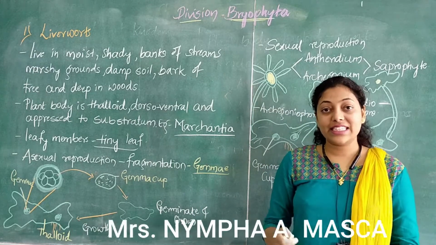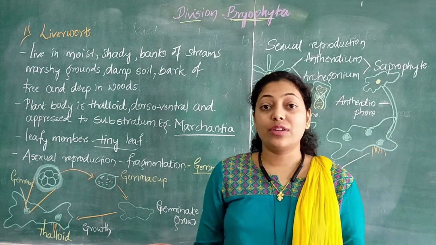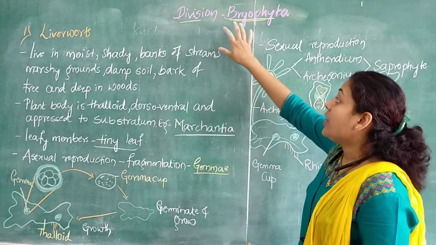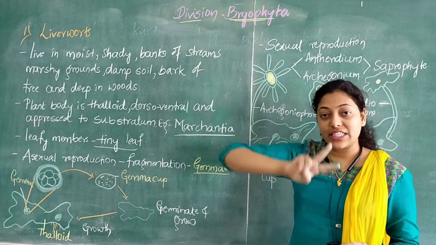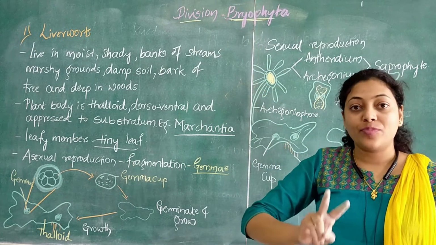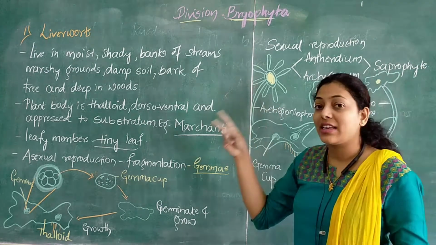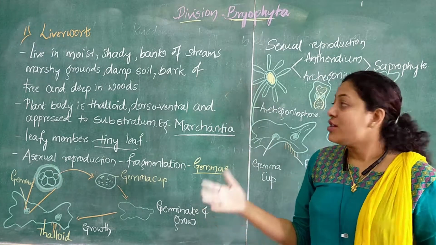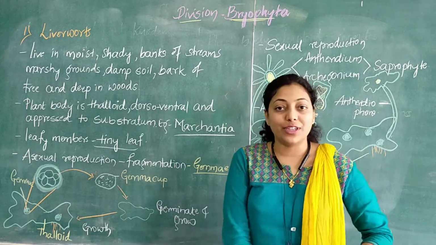Continued part, that is about division of classes. Okay, so we have looked into Bryophyta. The division is divided into two classes. Class 1 is liverwort and class 2 is mosses. So first we will learn about liverworts.